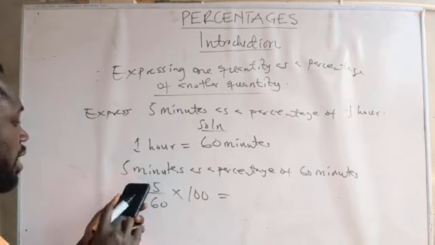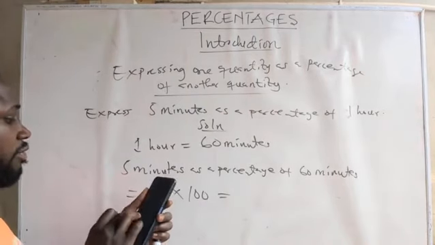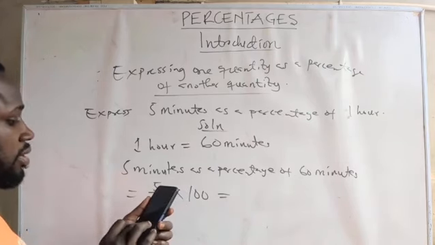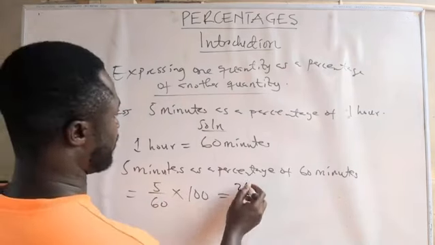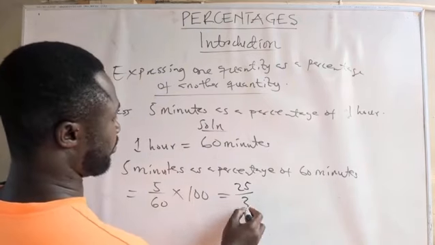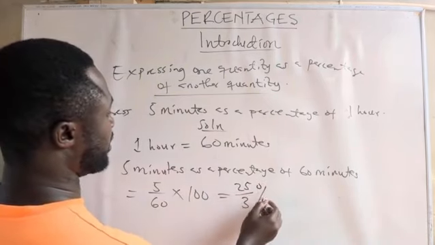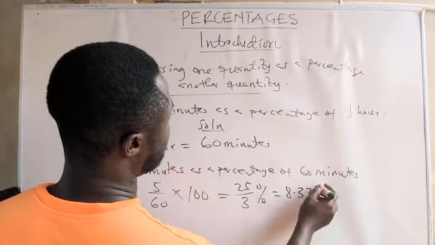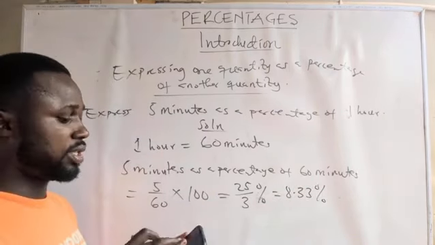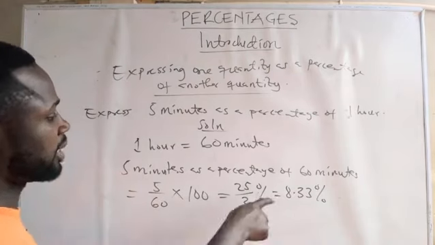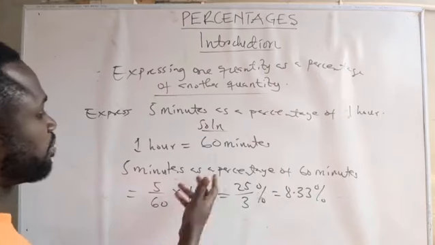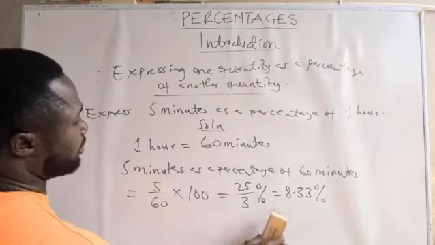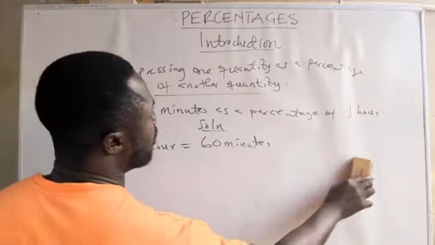So let's use the calculator and then we go. 5 over 60 multiplied by 100, and that will give us 25 over 3%, which in terms of decimal is 8.333%. So we have expressed 5 minutes as a percentage of 1 hour.